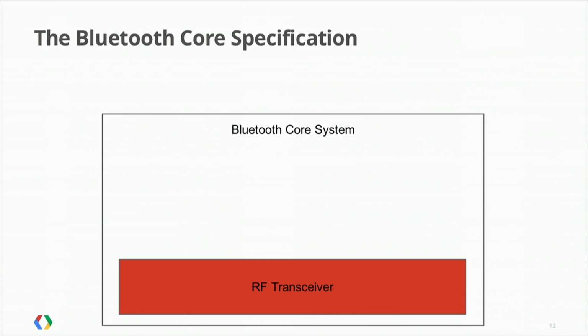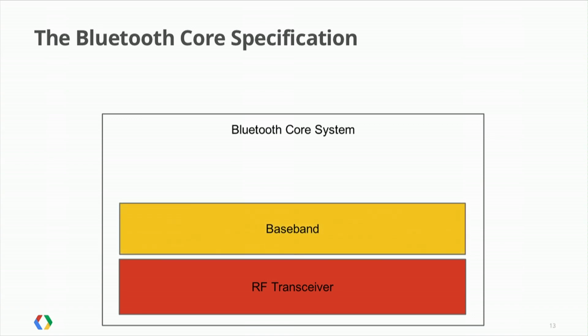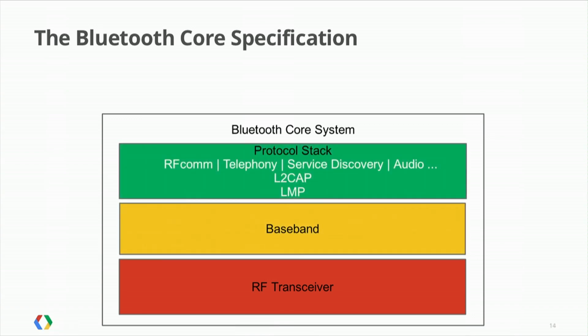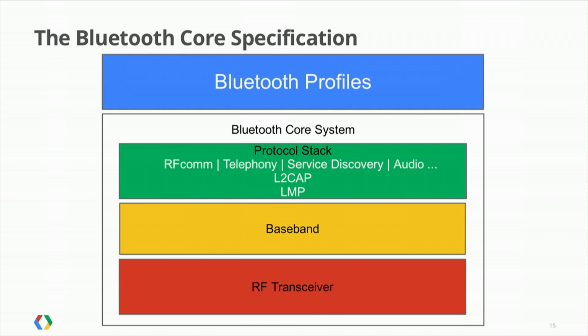A Bluetooth stack is an implementation of the Bluetooth core specification. On the bottom of it, you've got the RF transceiver doing the actual wireless communications. Above that, you've got the baseband controlling the transceiver. Above that, you've got the protocol stack. Lots and lots of protocols all going into there so you can talk lots of different types of communication between any two Bluetooth devices. So this is a Bluetooth stack. And then on top of that, you have your Bluetooth profiles.